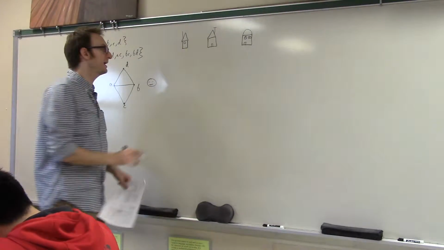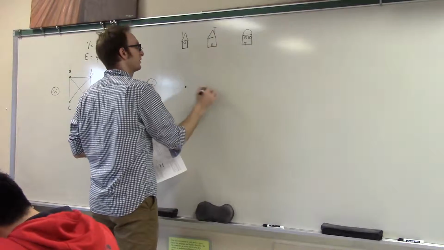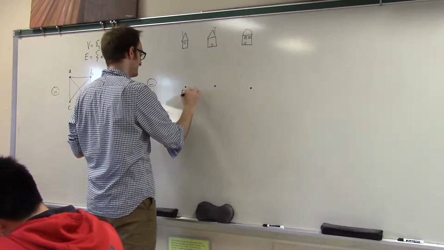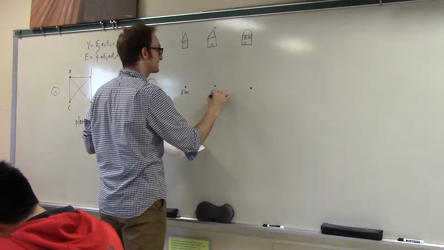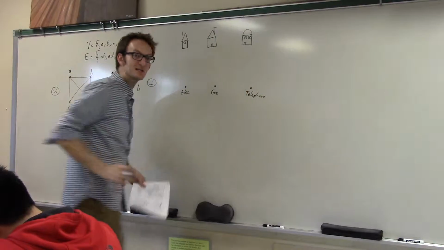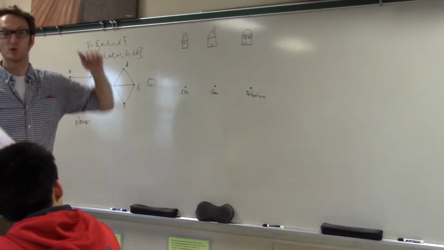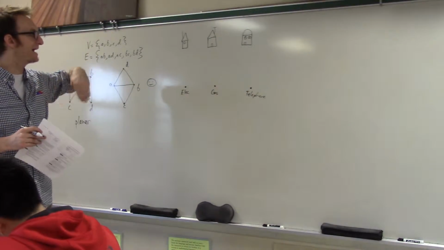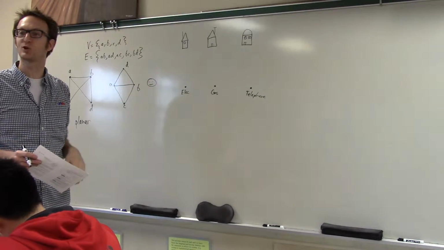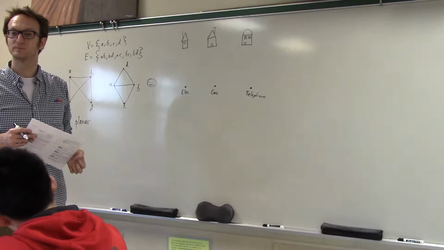And there are 3 public utilities which we'd like to connect the houses to. This is electricity, this is gas, and this is telephone. It is like a puzzle. Is it possible to connect each of these houses to each of these 3 utilities in a way that the lines don't cross? No, there's a way.